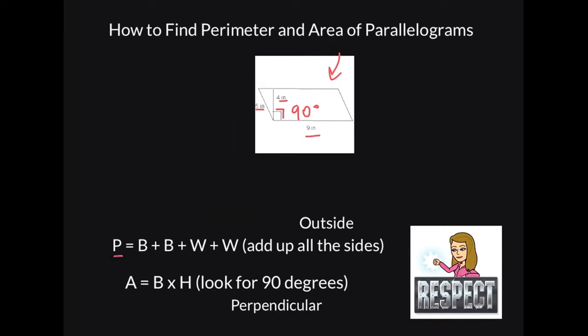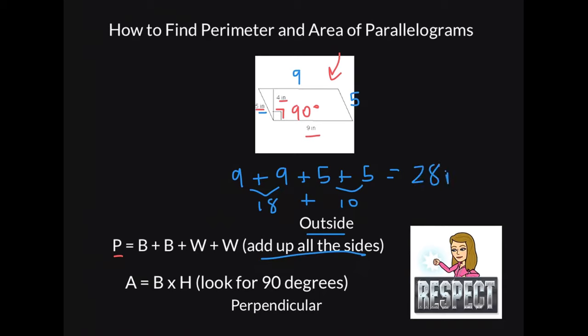Let's start with perimeter. Remember that perimeter, I add up all the sides on the outside of the figure. So that means I'm adding 9 inches from the base, plus the 9 inches from the top-sided base, plus the left side width, plus, remember that it's equal on the right side width. To make this easy on myself, I'm going to first add my 9s together. 9 plus 9 is 18. 5 plus 5 is 10. Bring down my addition symbol, so I'm adding 18 plus 10. I know that that will be 28 inches for my perimeter of this parallelogram.